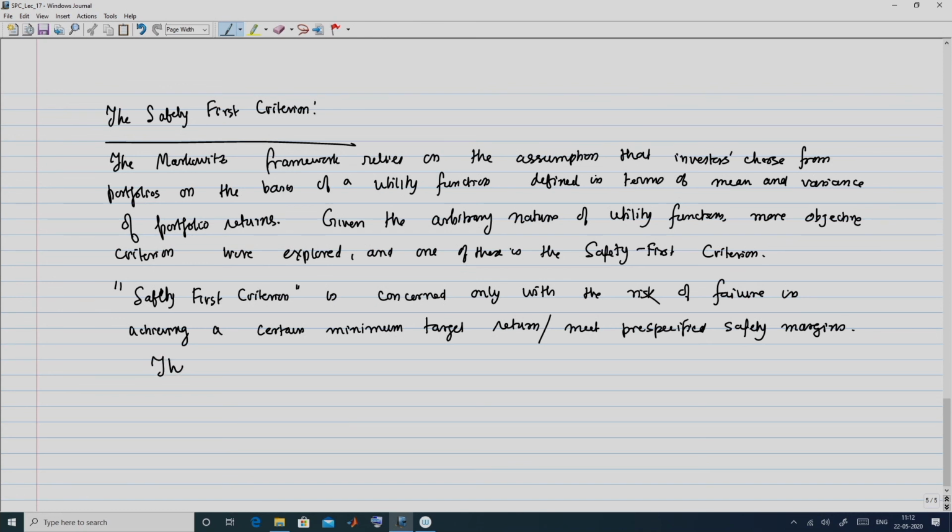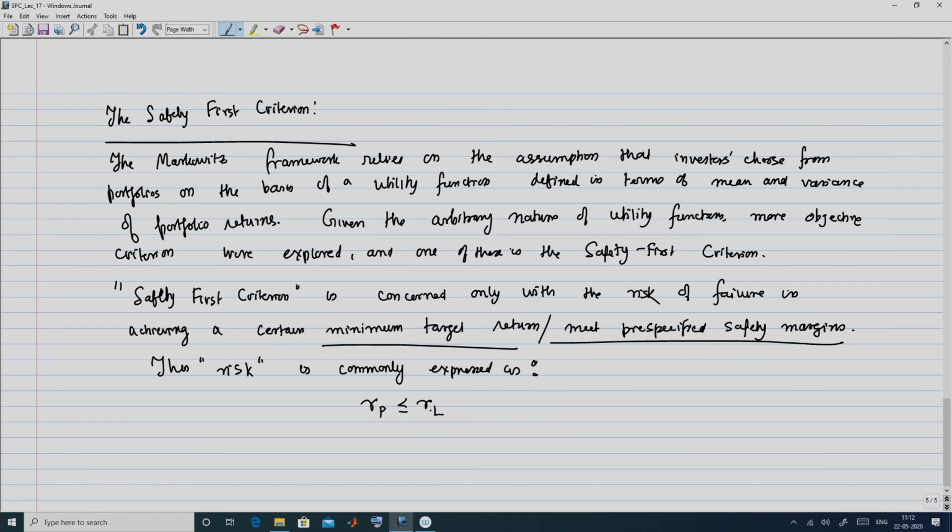So, this risk, please understand, I am not talking about the criteria here, but I am identifying the risk. This risk is commonly expressed as follows: you have the portfolio return given by RP and you are worried that this will be less than or equal to some minimum target or pre-specified return that you want, which is RL. So, you want to check the probability of RP being less than or equal to RL, and this risk is commonly expressed as this probability must be less than or equal to alpha.